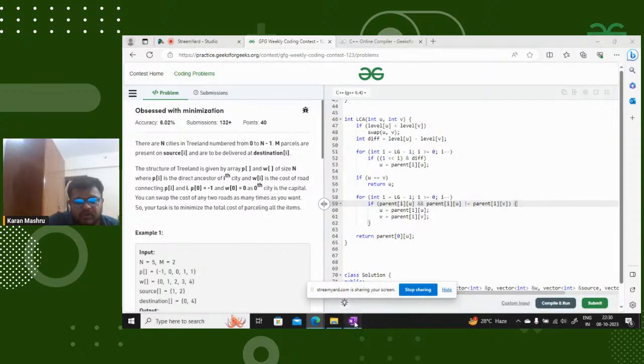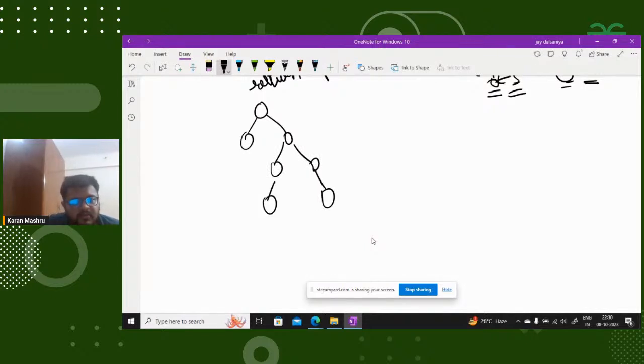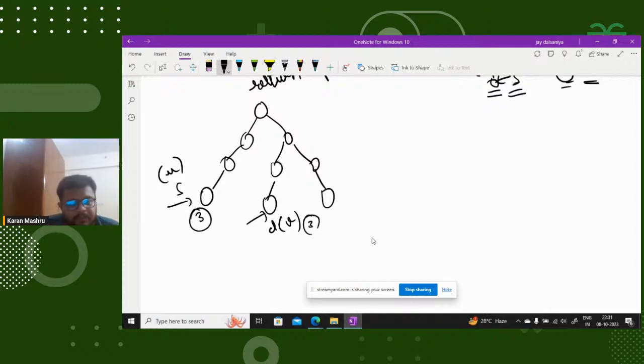Okay, so let me explain it here. See, my target is, suppose this is the source node, this is the destination node, or this is the u node and this is the v node. It was different before, but we have brought them to the same level. This is at level 3, this is also at level 3.